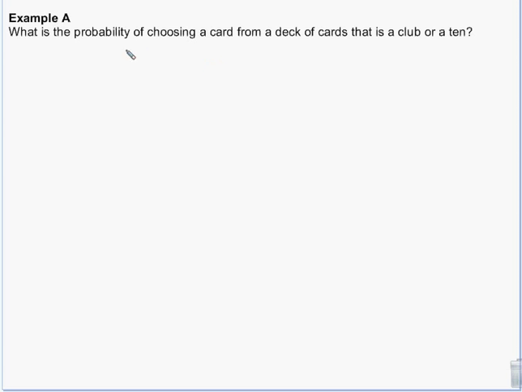So we wanted to say, what is the probability of choosing a card that is a club or a 10? Well, you can be a 10 of clubs, right? So you can be both at the same time. So this is an inclusive. So again, we take the probability of A plus the probability of B, and then we subtract the probability of both, that overlap. Okay, so the probability of A, we'll say the clubs are A and a 10 is B.